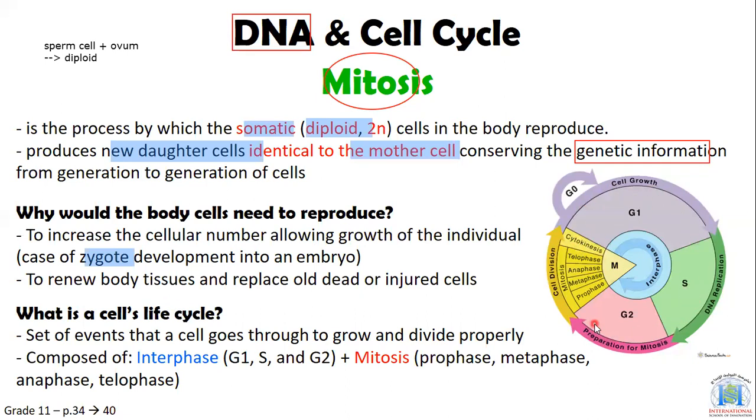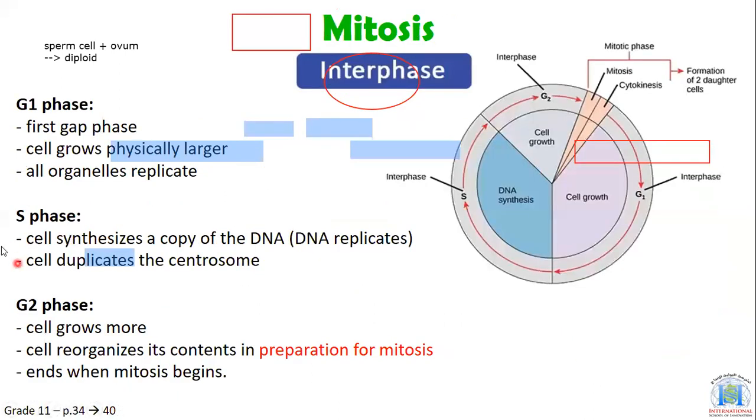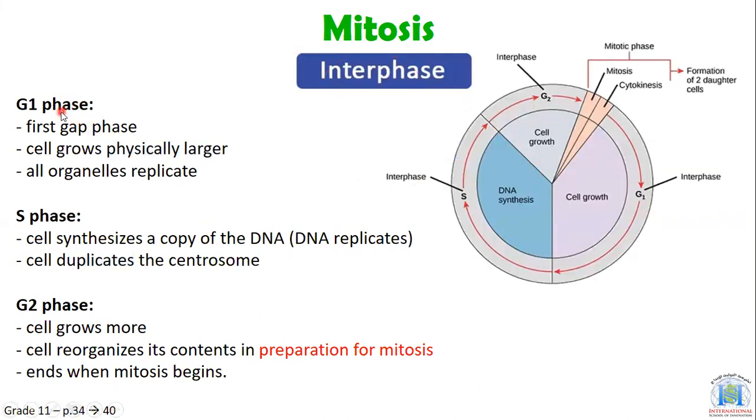The whole other part is called interphase. Interphase consists of three phases: gap 1, synthesis phase, and gap 2. Interphase is not a part of mitosis, but to prepare for mitosis, a cell must undergo interphase. What happens during interphase? Let's see. During the first phase of interphase, which is G1, the first checkpoint, the cell duplicates all the organelles that are present inside the cell.